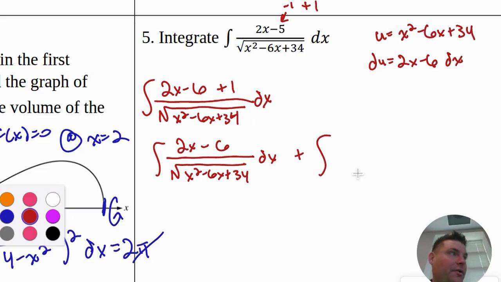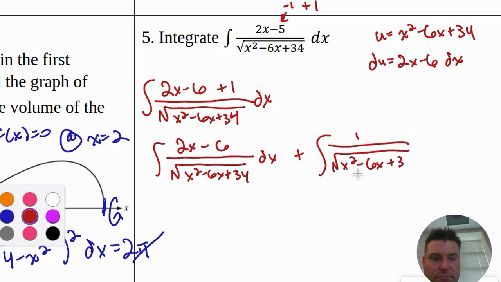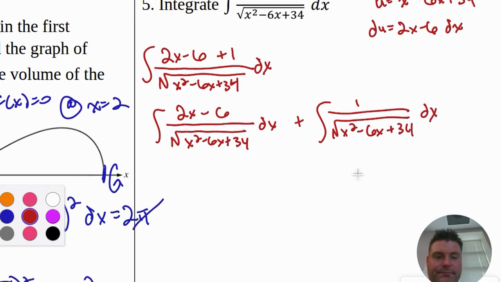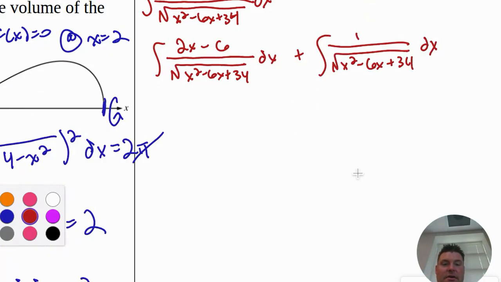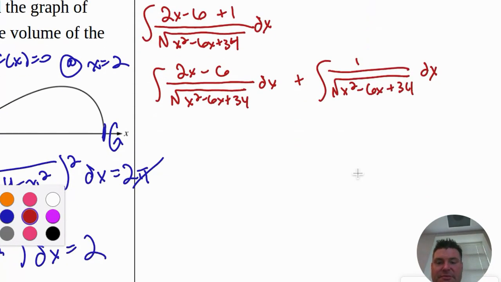Plus the integral of 1 over this right here. Okay, so on this first part, I'm going to split this up into two questions really, and I'll combine them all at the very, very end.